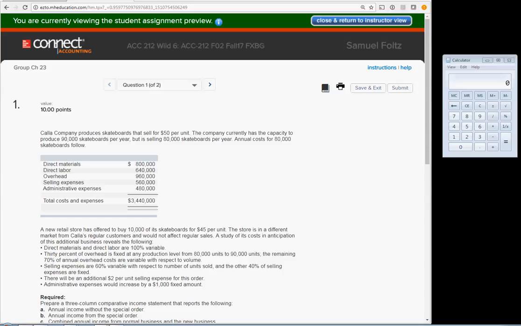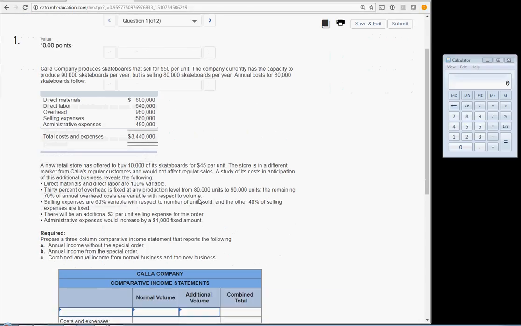Okay, so we want to complete group chapter 23, talking about decision making. So it looks like Calla Company produces skateboards. They sell for $50 per unit. The company currently has capacity to produce 90,000 skateboards per year, but it's selling 80,000 skateboards per year. Annual cost for 80,000 skateboards follow. So here's our direct material, direct labor, our overhead, our selling expenses, and admin expenses.